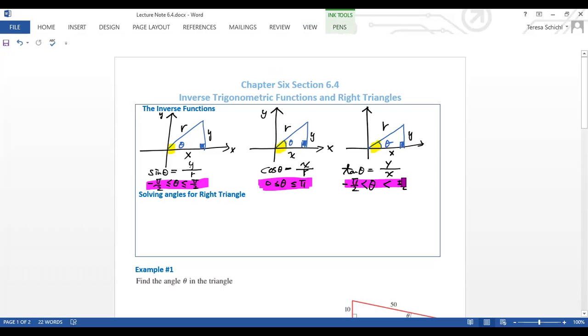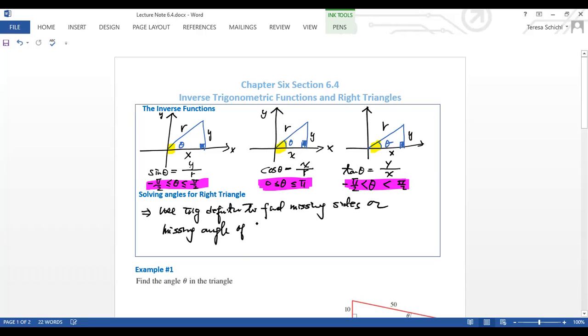Like we said, the remaining 3 do the same way. You just move the triangle to the coordinates, and whatever you did for chapter 5 will work. So, solving the angle of the right triangle using this relation. Basically, what we try to do here is use the trig definition to find the missing side or missing angle of the triangle, of the right triangle.